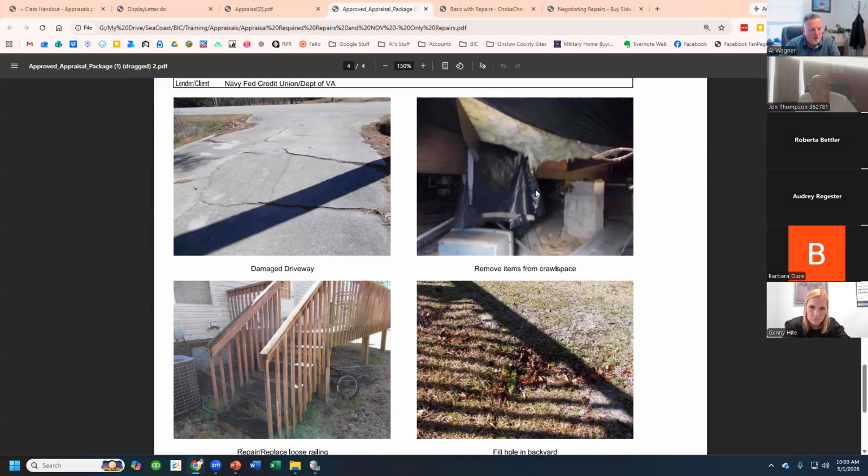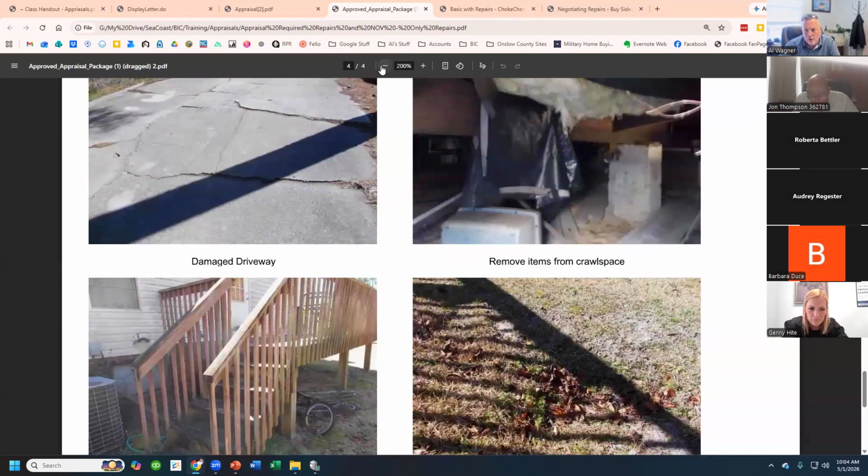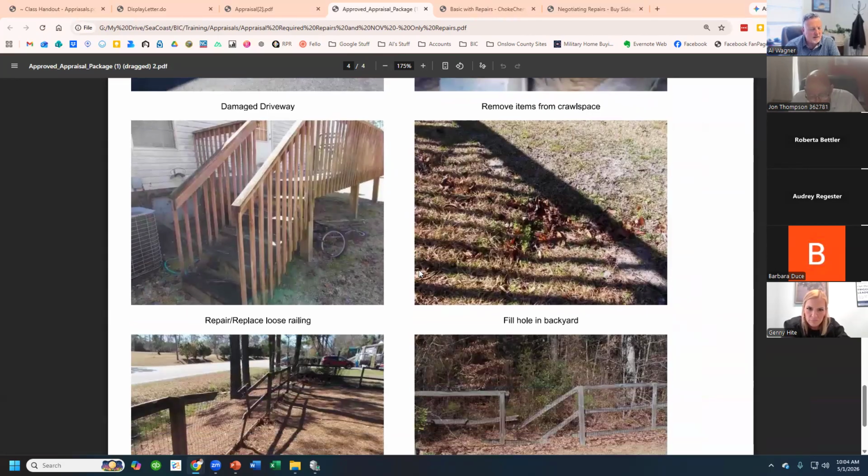I'm not sure if you can tell, but what else is missing from this crawl space? Does anybody know? Anybody guess? Is it that coating on the piers? Nope. Good call. That's hard to tell. Moisture barrier. I don't see any plastic. A lot of times appraisers will call that. Moisture barrier in a crawl space is simply plastic that's laid down on the ground. It helps prevent humidity inside the home.